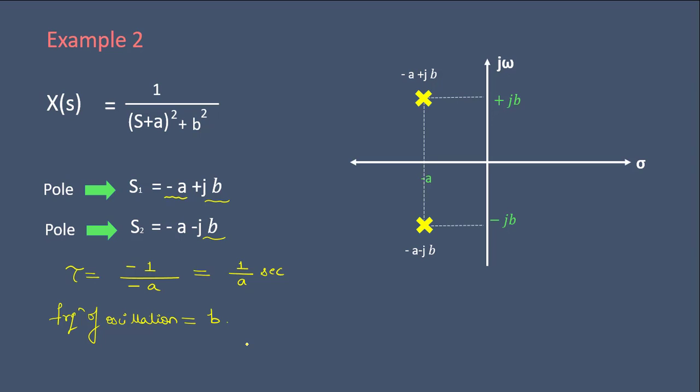We have one chapter in control systems called stability analysis. In that chapter, we will discuss a method called the Routh-Hurwitz criterion to find the stability. In that chapter, we will require this frequency of oscillation. We have some good questions on frequency of oscillations. We will discuss these questions when we study the chapter on stability analysis.